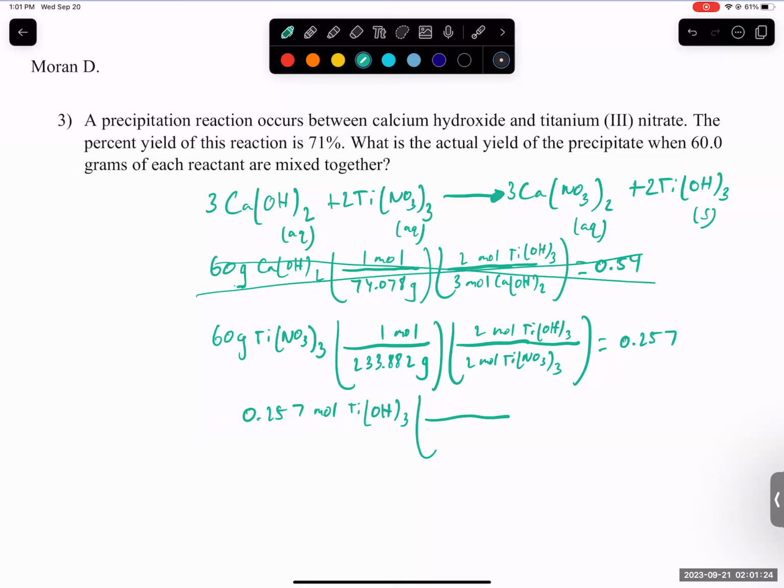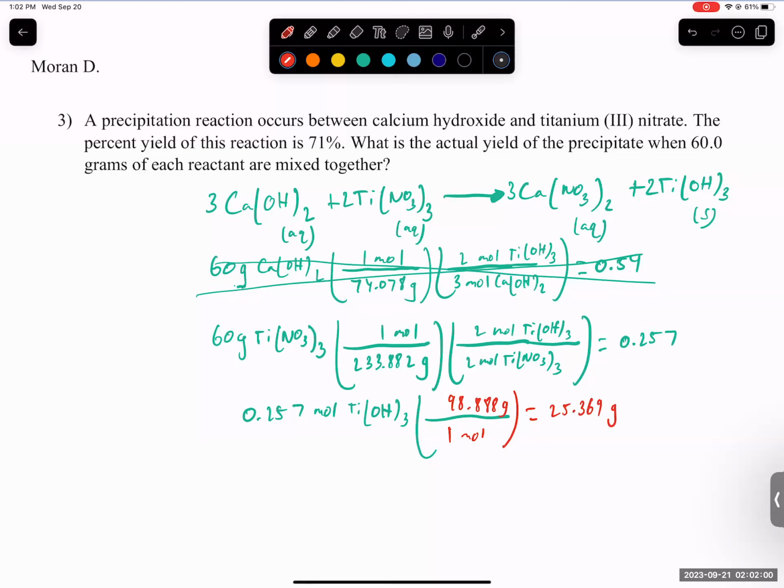98.88. Yeah, sounds about right. 98.88 grams. Oh wait, sorry, that should go on the bottom. 1 mole has 98.88 grams. So what is our theoretical yield? 25.369 grams.